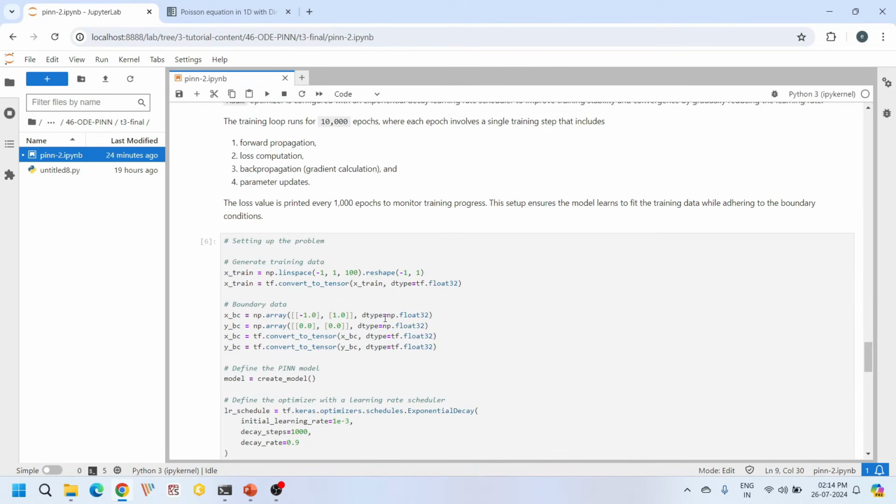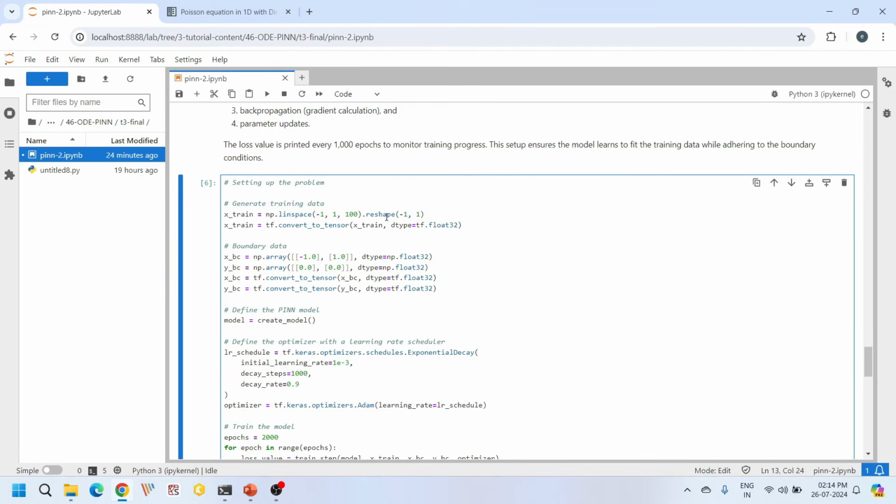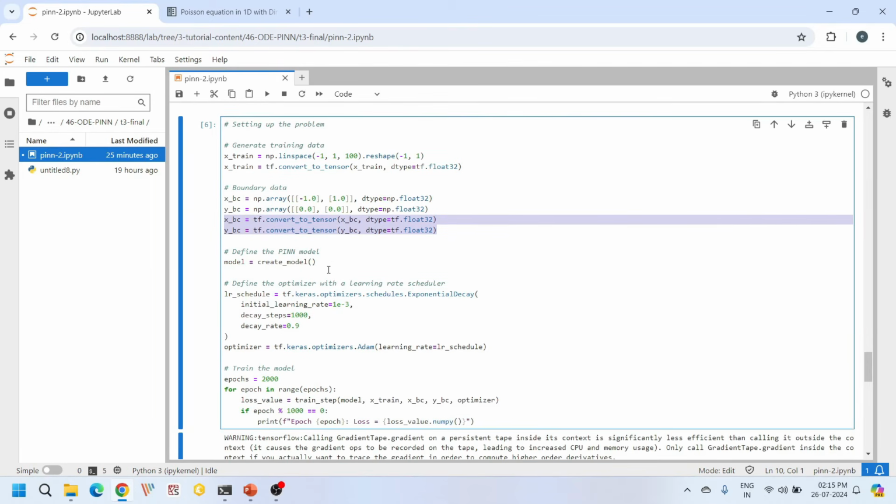Next, here we set up the whole problem. So we are taking some 100 values within the domain -1, 1. So overall we are just taking 100 values. These 100 values are also known as collocation points. Here we are converting these numpy values to TensorFlow tensors, and here we are defining the boundary conditions. We know the boundary conditions at -1 and +1, and at both of these locations the y value is 0, and here also we are converting these two to a TensorFlow tensor.